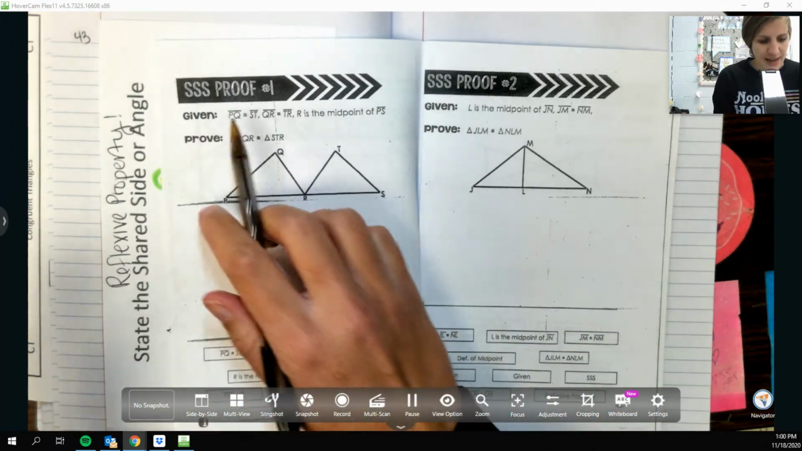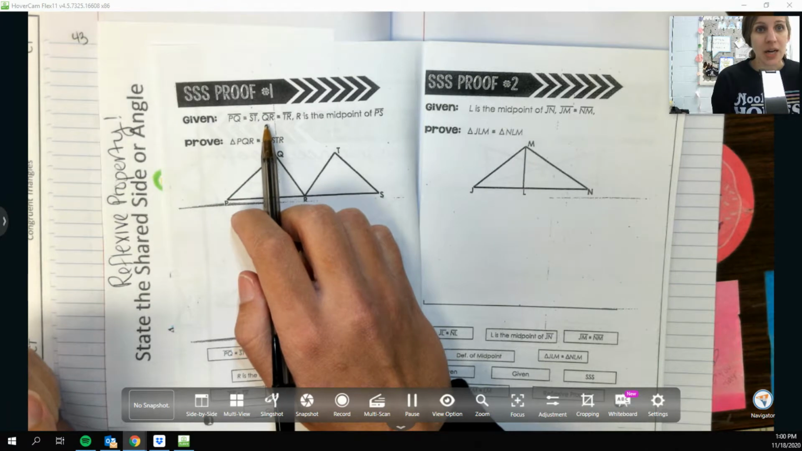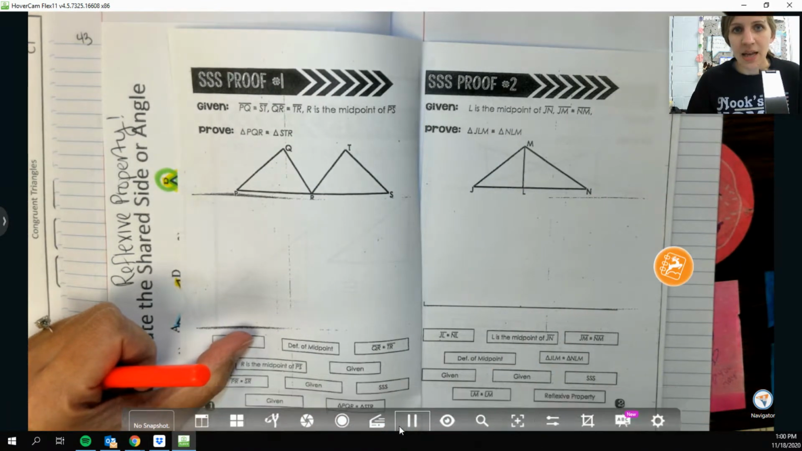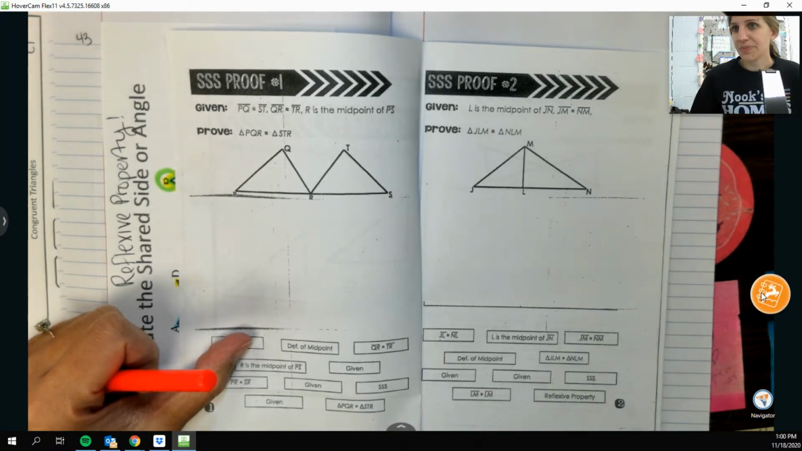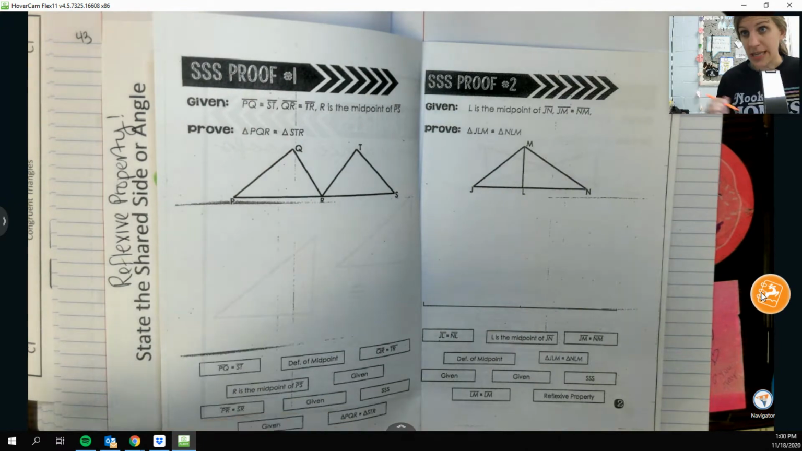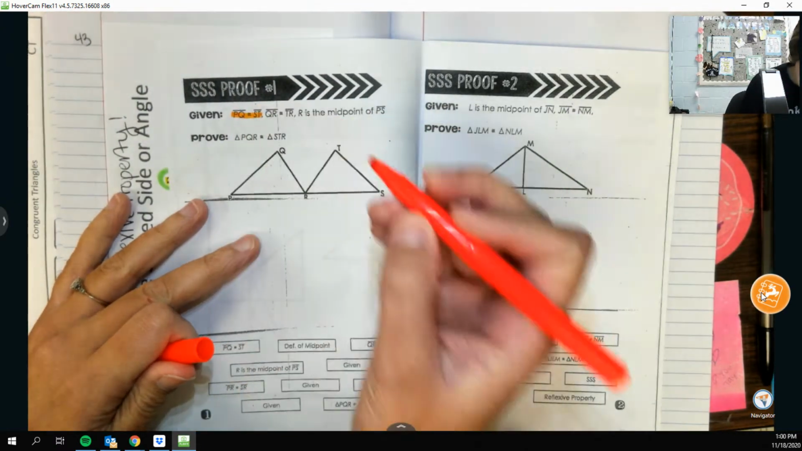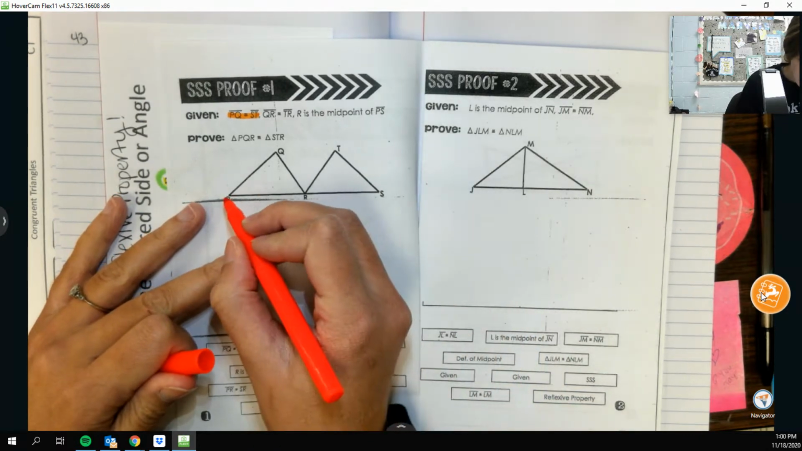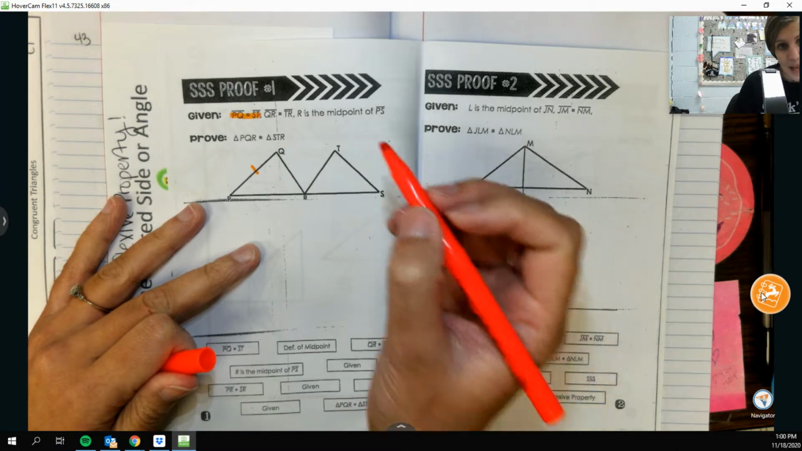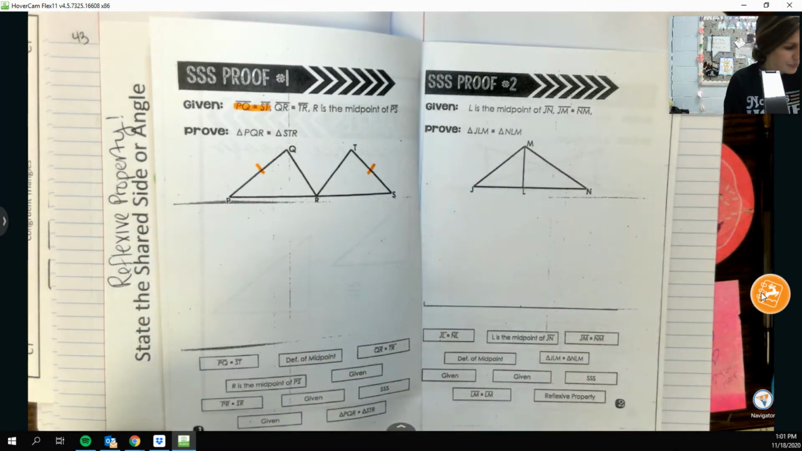So in the given, it's stated that PQ is congruent to ST, QR is congruent to TR, and then R is the midpoint of PS. So in my picture, I want to mark all these things down. Because they're telling me that PQ is congruent to ST, PQ, I'll put one tick mark on there because it's a side, and then ST will get one tick mark on there. So those are the same.